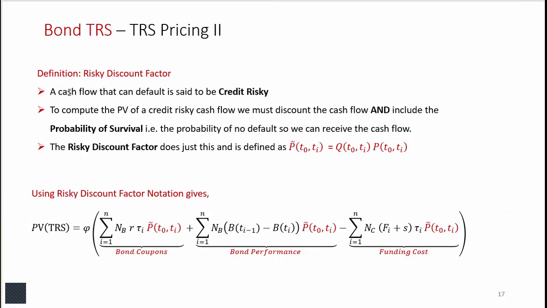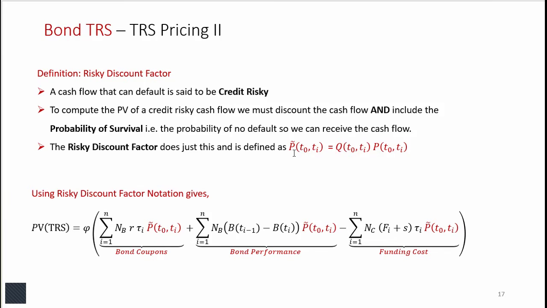A cash flow that can default is said to be credit risky. To compute the PV of a credit risky cash flow, we must multiply by the discount factor and the probability of survival, because it's not guaranteed you're going to receive your cash flows. When you're multiplying by the discount factor and the probability of survival together, we can combine those terms. We take the Q and the P, multiply them together, and then denote it with P, in this case with P tilde.